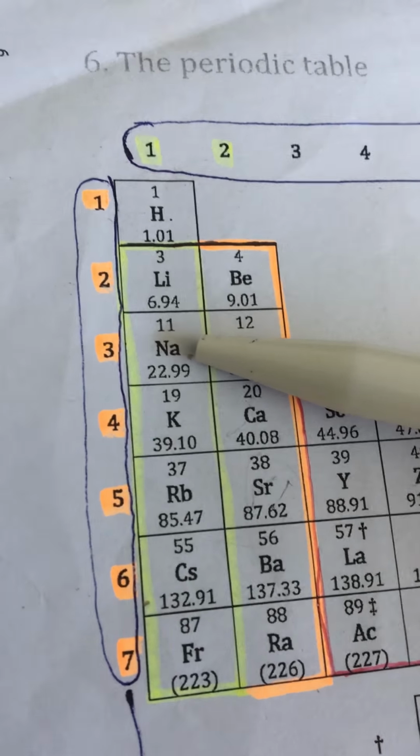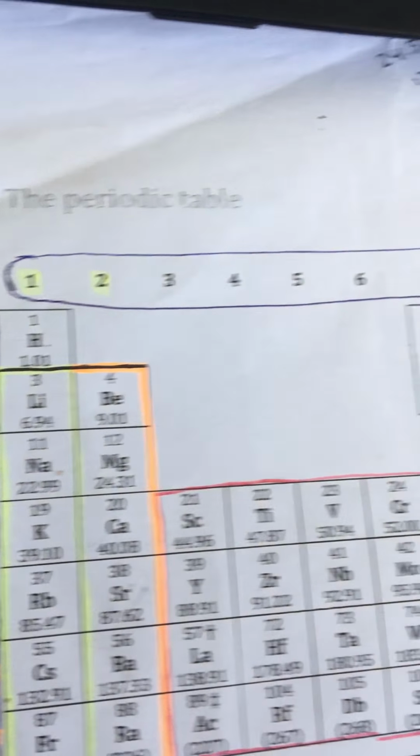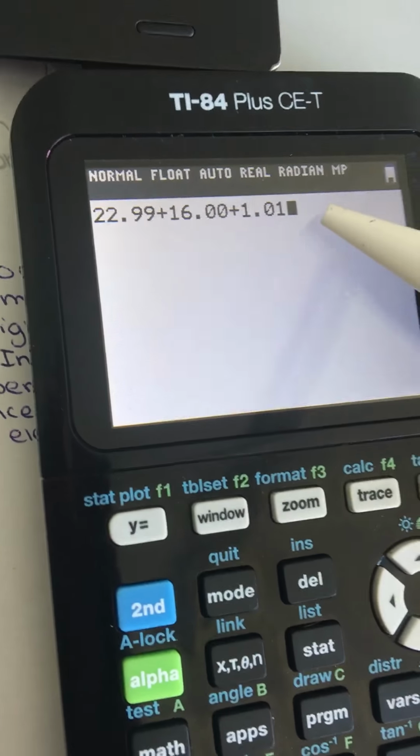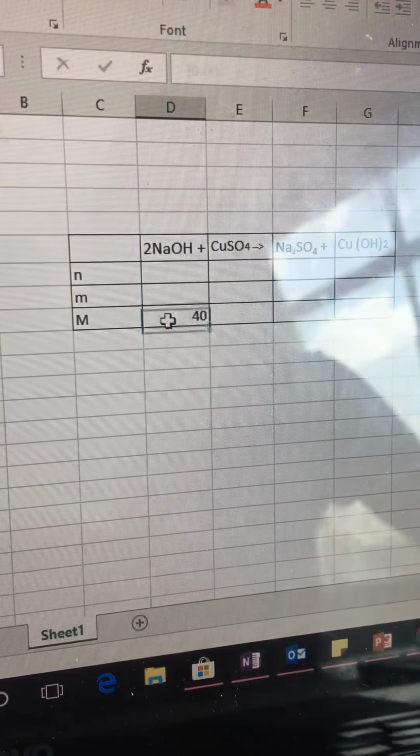To calculate the molar mass, you need to go to a periodic table, look at the atomic mass of each element, and add them together. In the first part of the reaction, we're going to be working with sodium hydroxide. So you go to a periodic table, look at the atomic mass of each element, and add them together. And you do the same with the rest of the products in the reaction.